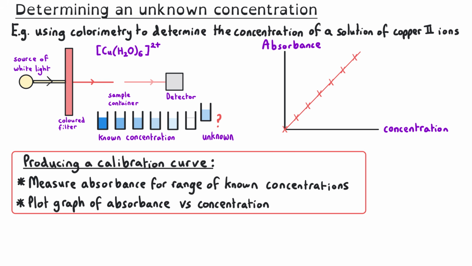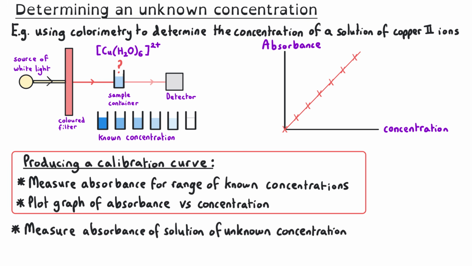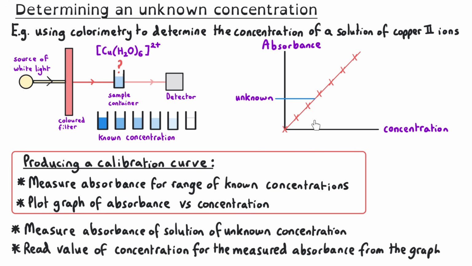And then we would take our solution with an unknown concentration and put that into the colorimeter. We would measure the absorbance of this sample, and we would refer to our graph. We would find this absorbance on our graph, and we would read across to our best fit line, and then we would read down to the x-axis and read off the value for the concentration for this measured absorbance from the graph.